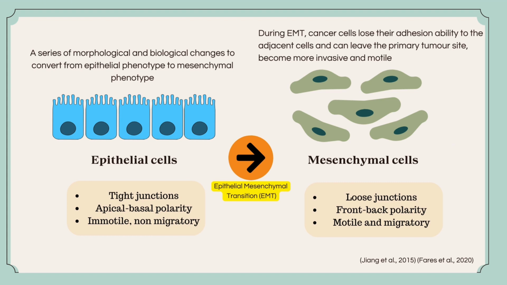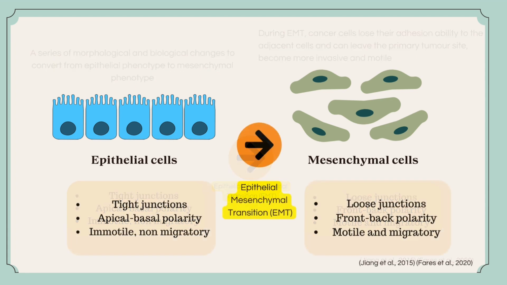During EMT, the cancer cells will lose their adhesion ability to the adjacent cells and then be able to leave the primary tumor site, and these cells will become more invasive and motile. This transition is very crucial as the mesenchymal cells have the characteristics of loose junctions, front-back polarity, motile and lastly migratory. Compared to the epithelial cells, which have the characteristics of tight junctions, apical-basal polarity, non-motile and non-migratory.